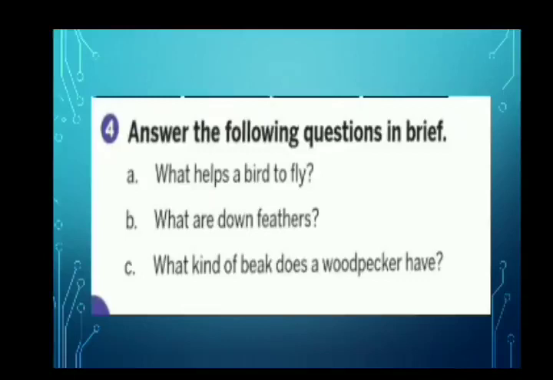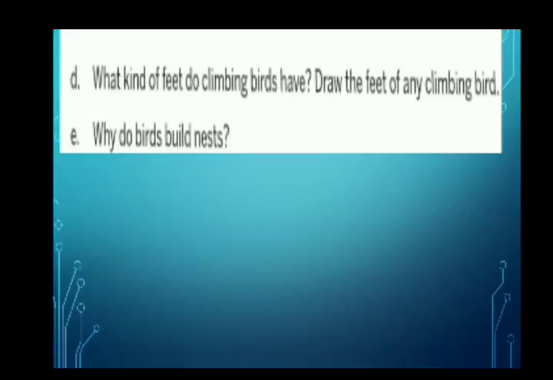Now come to question 4C. What kind of beak does a woodpecker have? Woodpecker is a climbing bird. It climbs onto the trees and it generally eats the insects present under the tree bark. So they need to poke into the tree trunks. For that they have a strong pointed beak. Okay. So here's the answer.